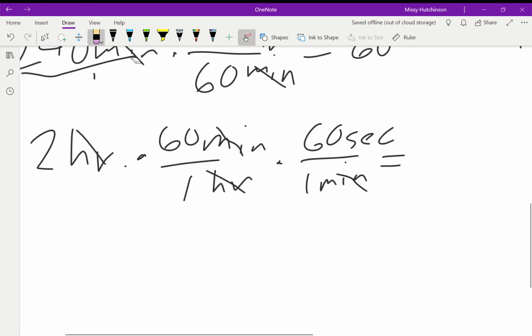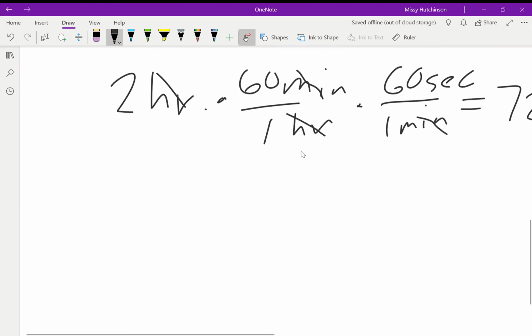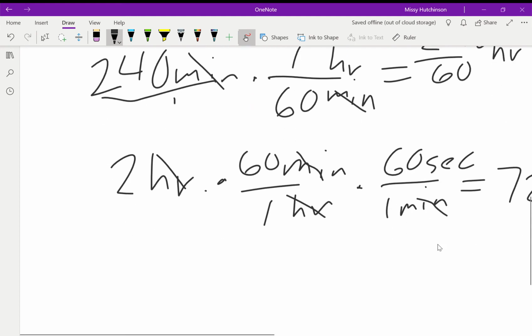So I've taken 2 steps to get to my end result. 60 times 60 would be equal to 3,600, and then times 2 would be 7,200 seconds. And so this works no matter how many things we have in the sequence. We can reduce, or we can make bigger. So we reduced in the first example, we made bigger again in this last example.